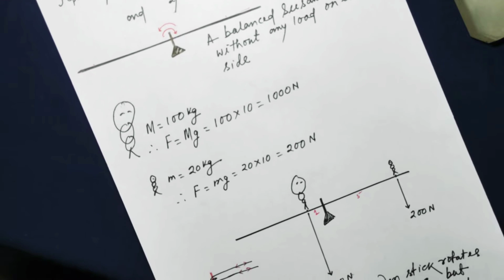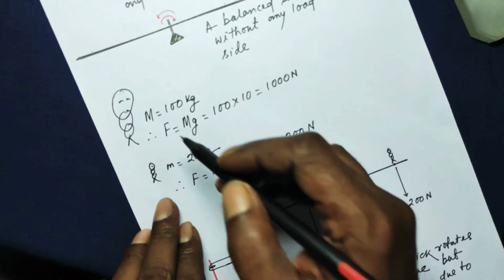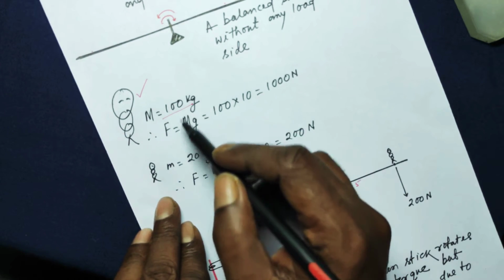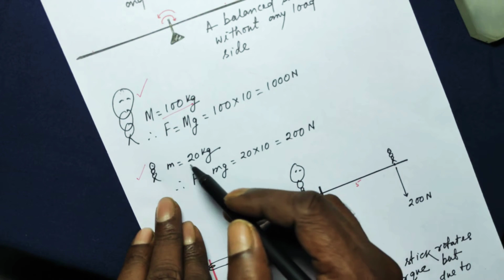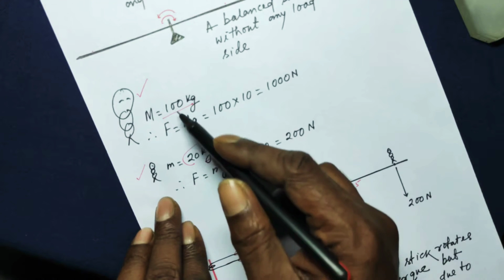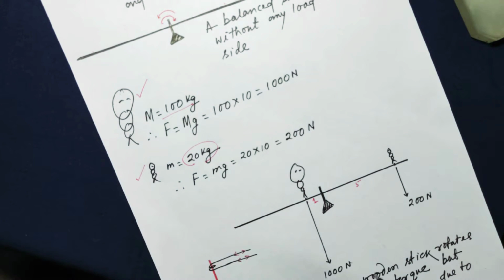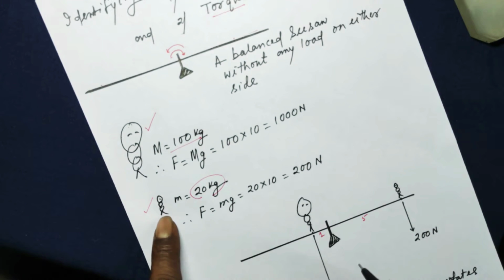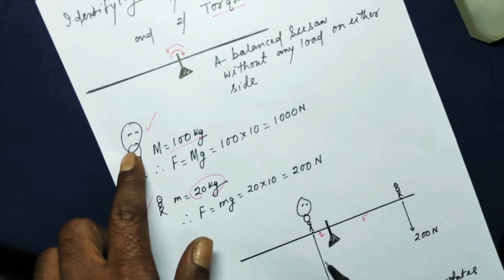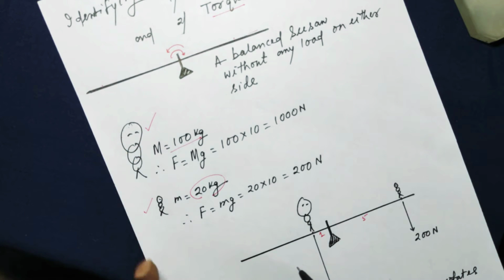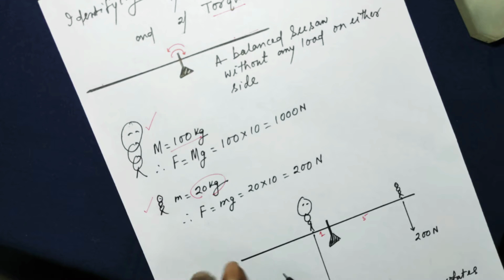Now, suppose there are two people. One person has a mass of 100 kg and there is a small kid having 20 kg. They want to play the seesaw game, and this little boy weighing 20 kg wants to defeat this 100 kg man, or balance him on the seesaw. Then what trick does he have to play?